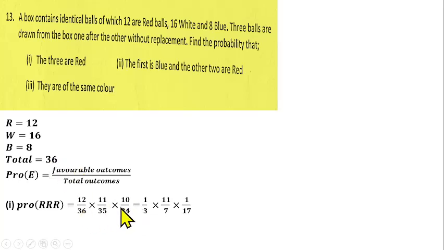And if you simplify this further, 12 can go into 36, that gives 1 over 3. Then 5 can go here, 5 can go here. So if you reduce that, you have this. Then if you simplify that, it gives us 44 over 1785 as the probability of picking 3 red balls.